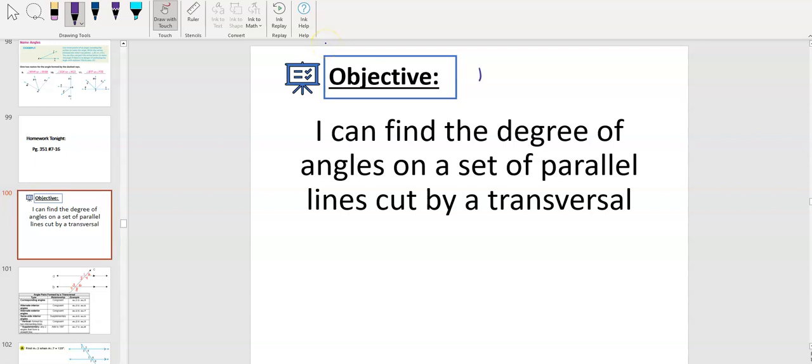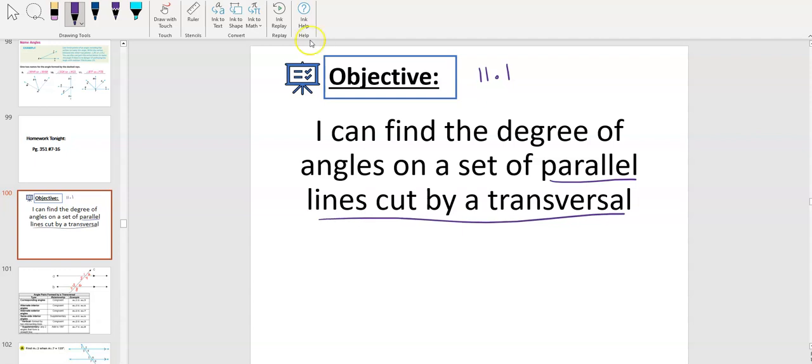Kirkle Math. All right, welcome, ladies and gentlemen, to Module 11. This is Lesson 11.1. We are starting some more geometry stuff, and we're going to be able to find the degree of angles on a set of parallel lines cut by a transversal. So the lesson is titled Parallel Lines Cut by a Transversal.